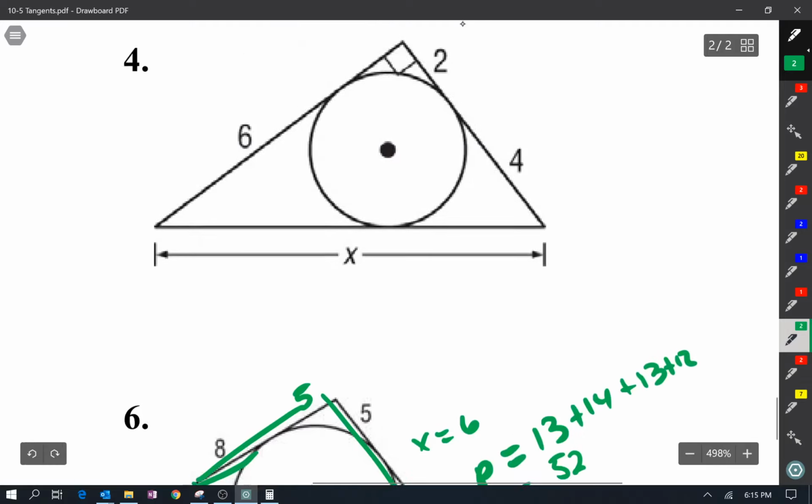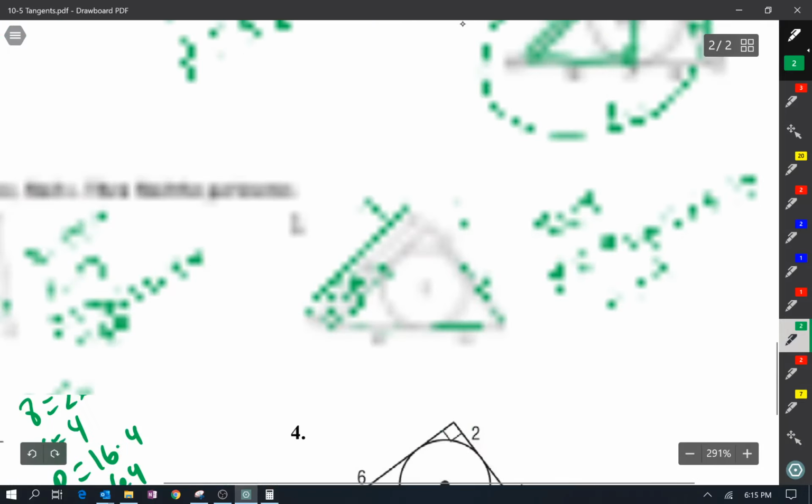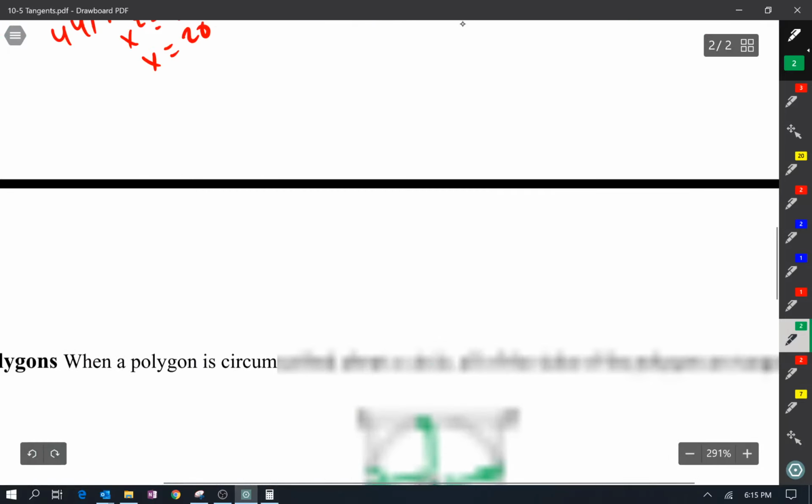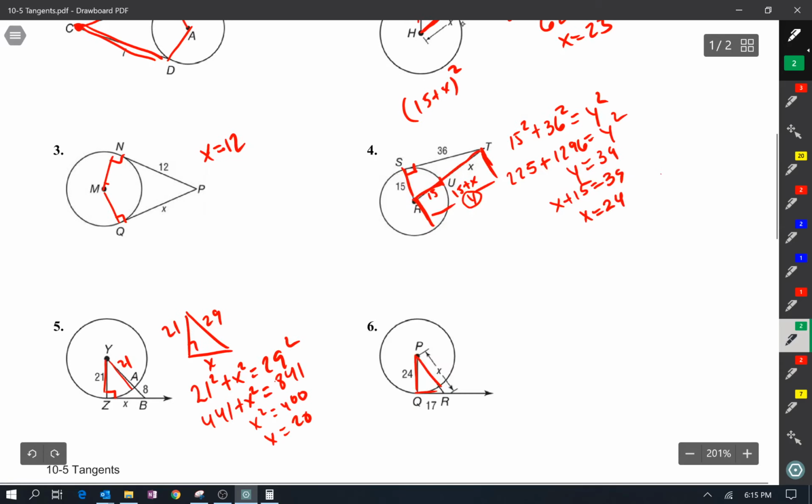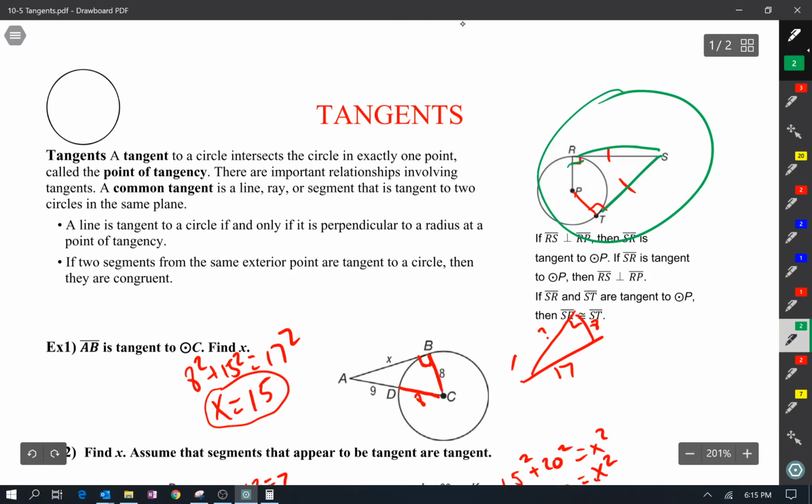That's it for tangents, okay, guys? It's not hard. I think you're not going to have much trouble at all with this. Just remember the two keys. Tangents make right angles, and that makes the radiuses the same, so you get Pythagorean theorems. And don't forget, if two lines are tangent from the same point, then they must be congruent.